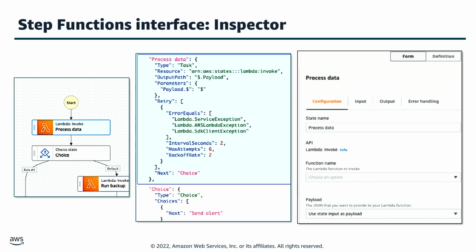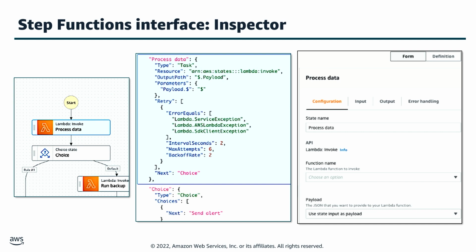After you have added a state to your workflow, you'll want to configure it. Choose the state that you want to configure, and its configuration options appear in the Inspector panel. To see the workflow code, choose the Definition panel. The code that's associated with the selected state is highlighted.